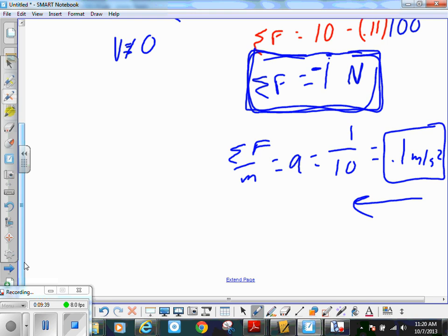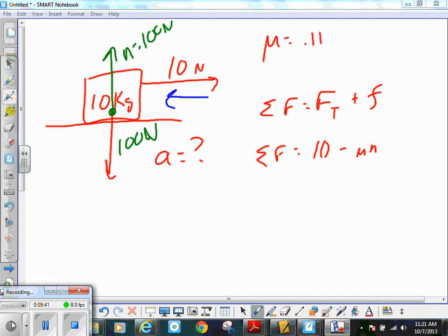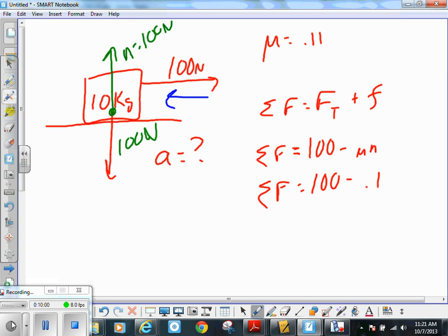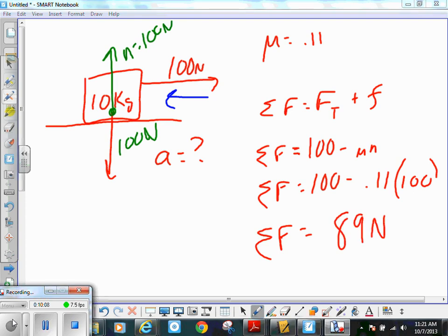Any questions about that? So let's see what happens if we change this into 100 newtons. So now we have a tension of 100 newtons, or a pull on that rope of 100 newtons. So now our summation of force is 100 minus the coefficient times the normal. So it's 100 minus 0.11 times 100, and our summation of forces in that case equals 89 newtons to the right.